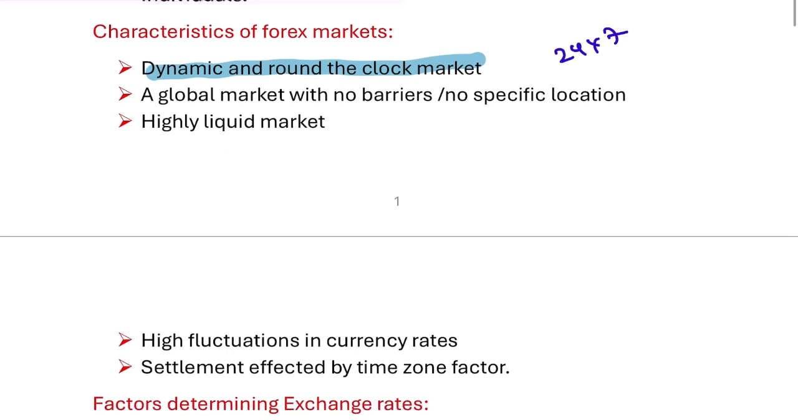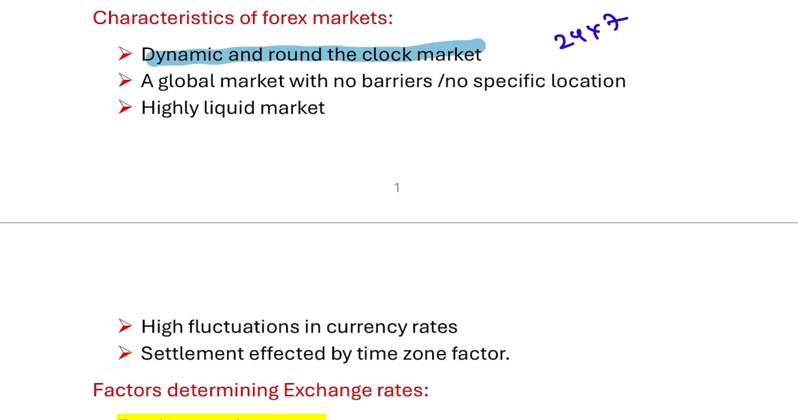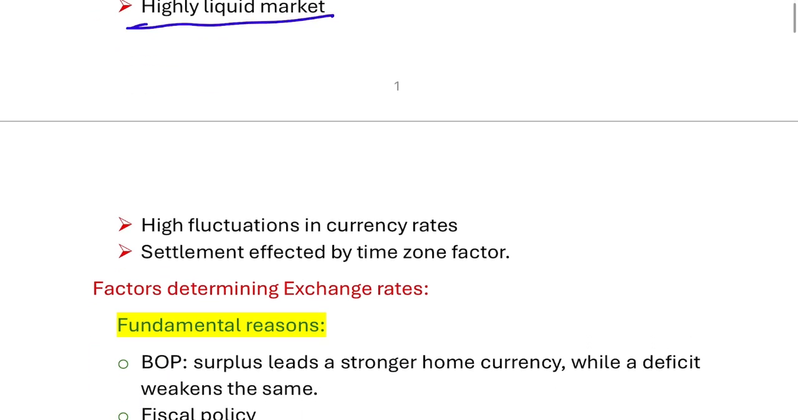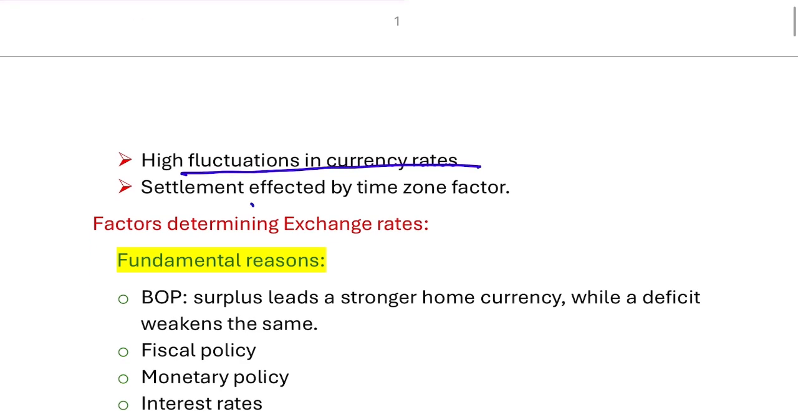Got it? And one more thing, it's a global market with no barriers and no specific location, and also it's a highly liquid market, with high fluctuations in currency rates. This is the main thing, because it all depends upon the exchange rates, right? Exchange rates fluctuate very heavily, minute to minute, and sometimes even second to second. And settlements are affected by time zone, which I discussed now. The time zone matters here, because if we do it in the morning, for America it may be night. So if we do it in office hours, it will reflect in America outside office hours. The office hours may be the next day for them.